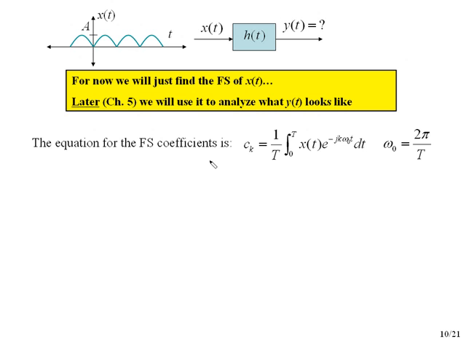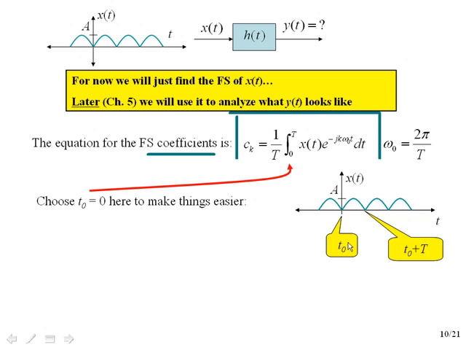So the equation for the Fourier series coefficients, we've already seen, is this, where omega sub 0 is specified this way. For our problem, we're going to choose t sub 0 to be equal to 0, because then we can start integrating right here. We wouldn't want to start integrating somewhere here and go one full period, right? That would make things difficult, because then we would have one functional form here, and then a slightly different functional form.